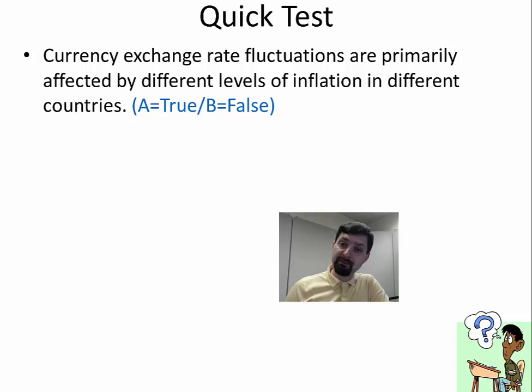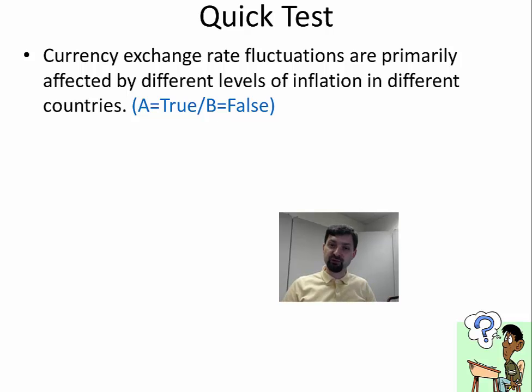So let me give you some basic questions that you will know how to answer by the end of this lecture, but let's see if you know how to answer them now. For example, currency exchange rate fluctuations are primarily affected by different levels of inflation in different countries. Is that true or false? In other words, is inflation the main factor that affects exchange rates?